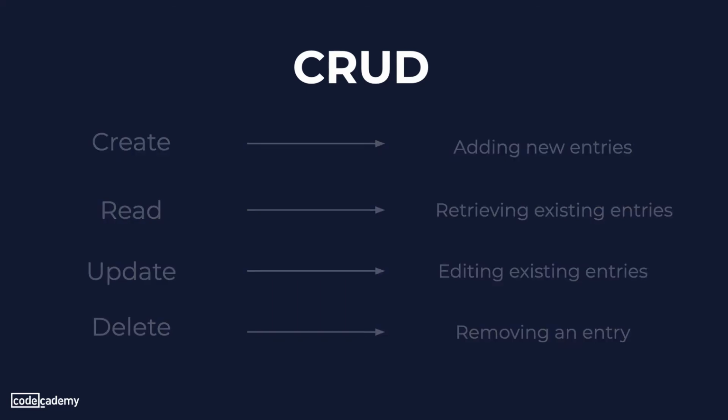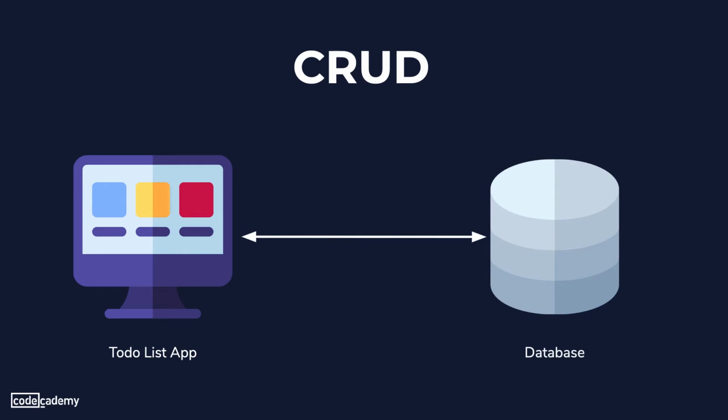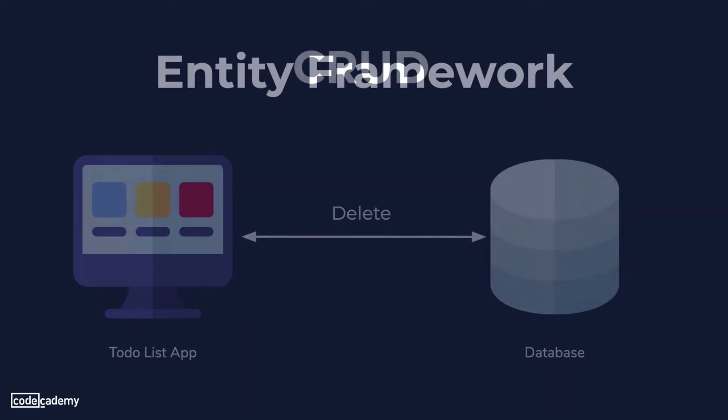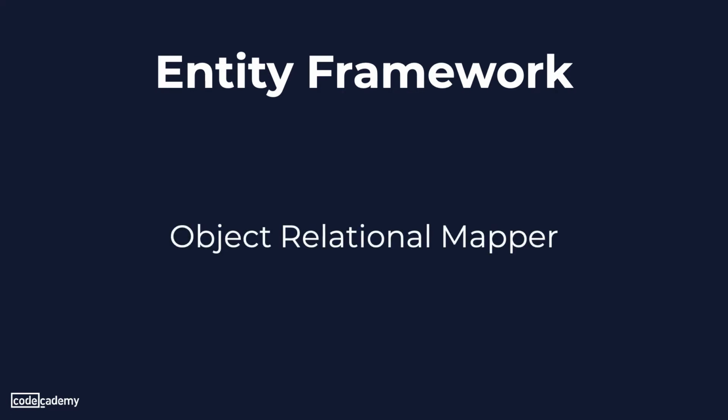So let's say you've created a to-do list app and we're storing each to-do item in a database. By implementing the 4 major functionalities into our app, we'll be able to create, read, update, and delete any to-do. So now let's go over the entity framework. The entity framework is what we call an ORM, or an object relational mapper. With the entity framework, we'll be able to work with data using objects and focus less on the underlying database tables where the data is stored.